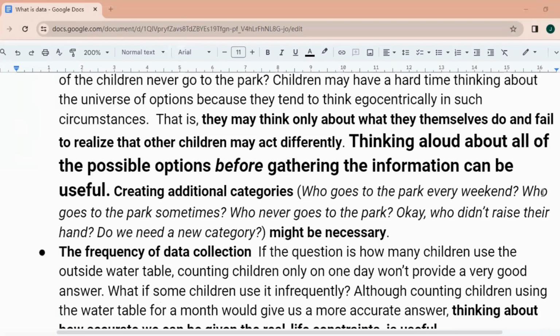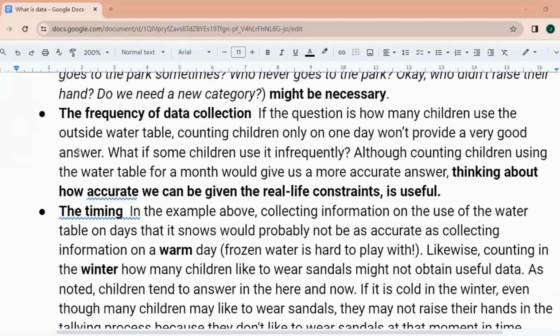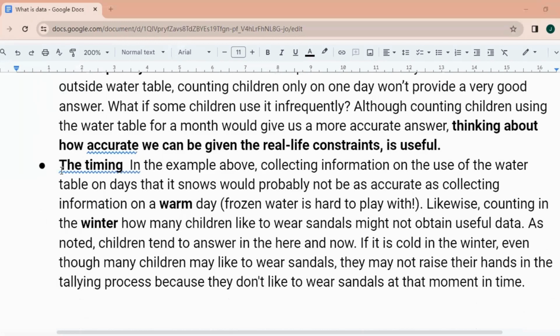If the question is how many children used the outside water table, counting the children only one day wouldn't provide a very good answer. So thinking about how accurate we can be given the real life constraints is useful. So not just a specific day, we need to think more about the data collection and the timing. In the example of use of water tables, a warm day could be very different from a winter day. So the timing is important in this case.